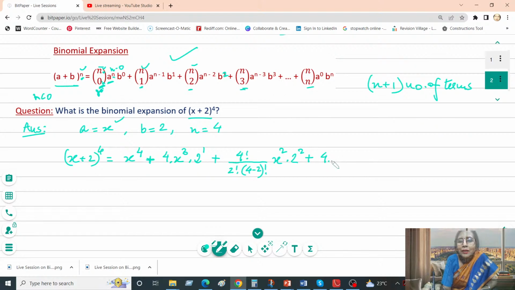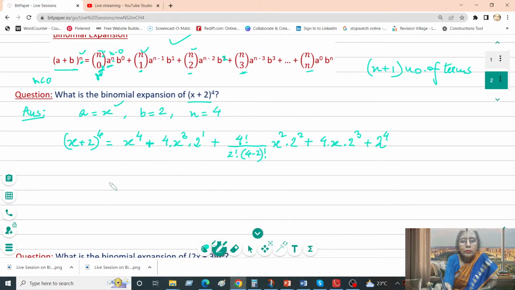A is x to the power of n minus 3. 4 minus 3 is 1. And b to the power of 3 is 2 to the power of 3. Plus nCn is 1. A to the power of 0 is 1 and b to the power of n, that is 2 to the power of 4. Okay. So this is equal to x to the power of 4 plus 2 to the power of 1 is 2, times 4 is 8.